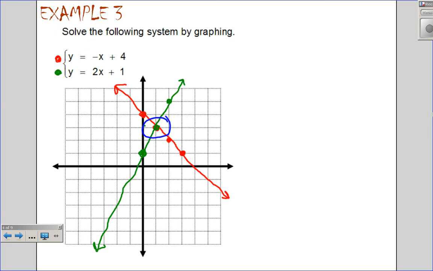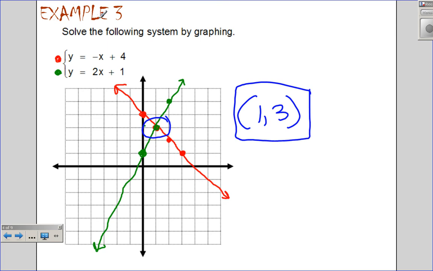So solving the system of equations means I'm looking for that point of intersection. Where is that point at? Well, it's at 1, comma 3. So what's my solution to this system? I have solved it. There's one solution. It is at 1, comma 3 by graphing it.